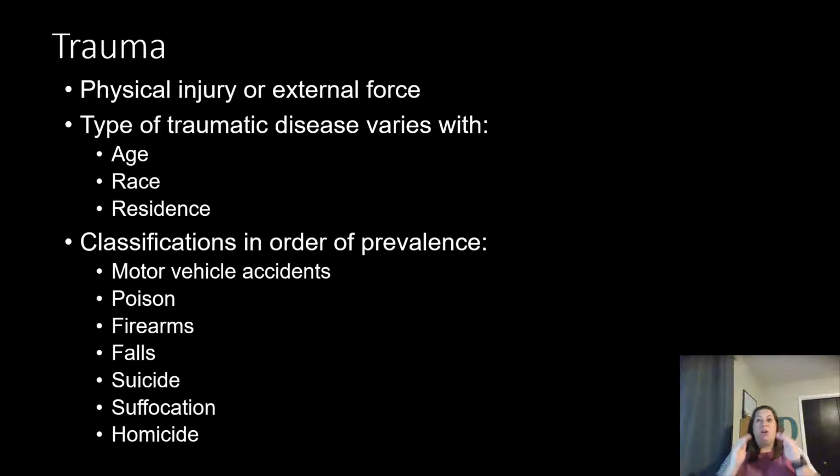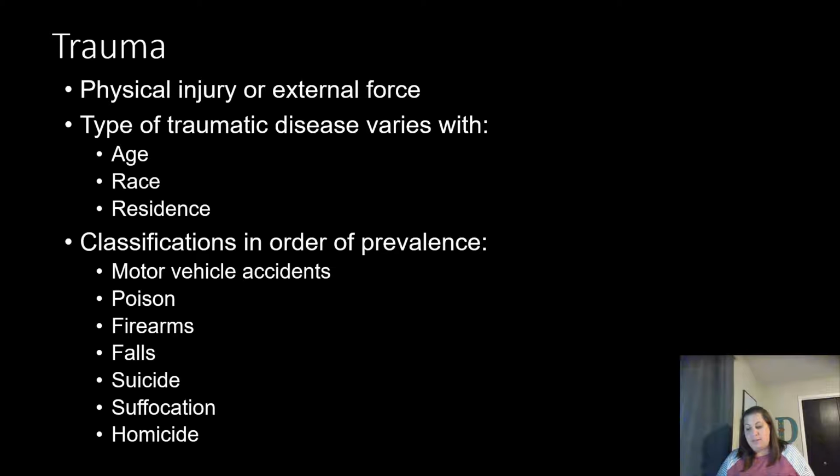We then see below that is poison. Okay, so being poisoned would be underneath that for a type of trauma. The next is firearms, so some sort of trauma due to firearms like a gunshot wound. We also have falls, suicide, suffocation, and then homicide. So these are the prevalent types of traumas that we would see going from the most likely down here. Now again, these are not the only types of traumas that are present, but this is just giving you a list.